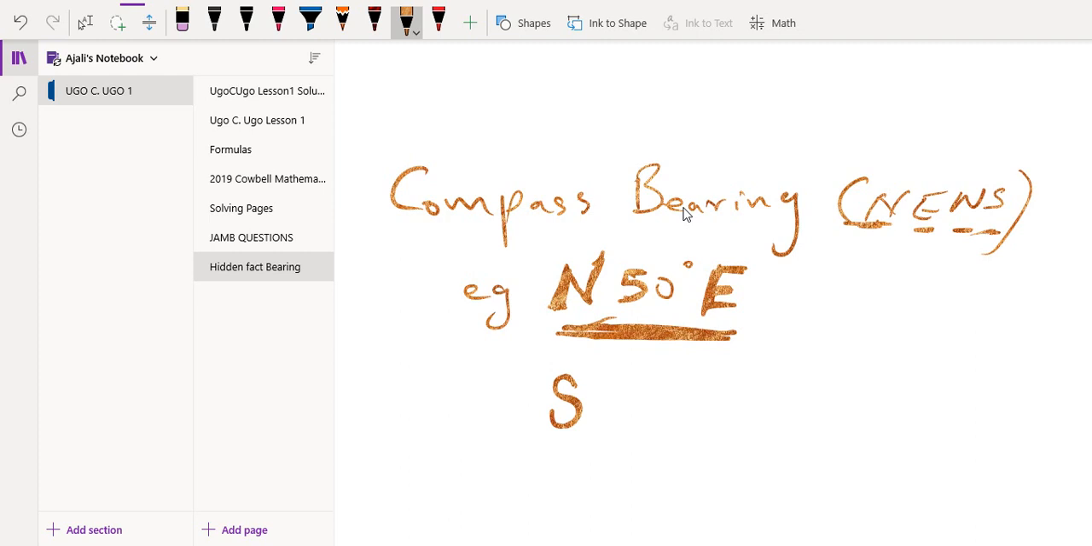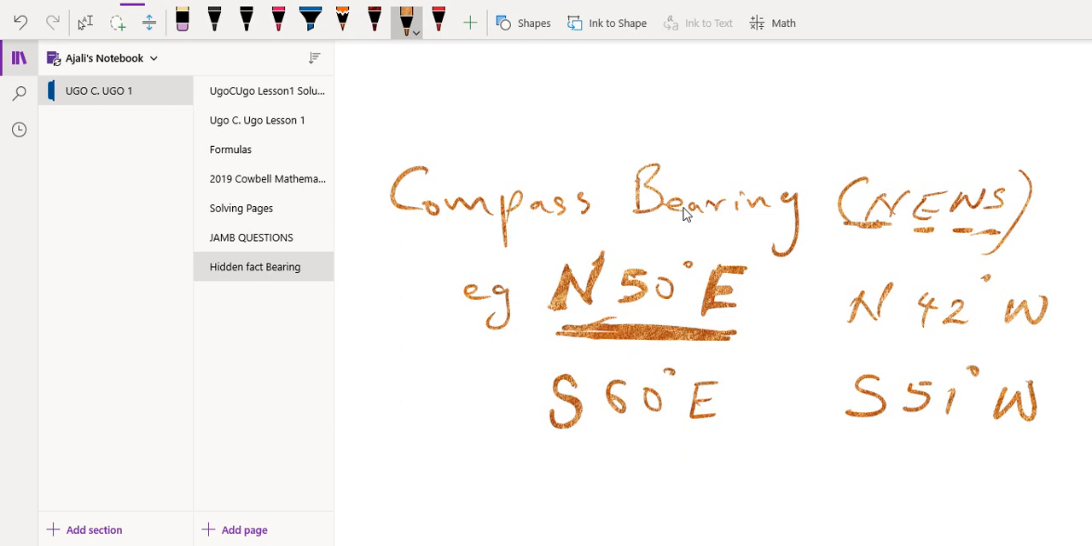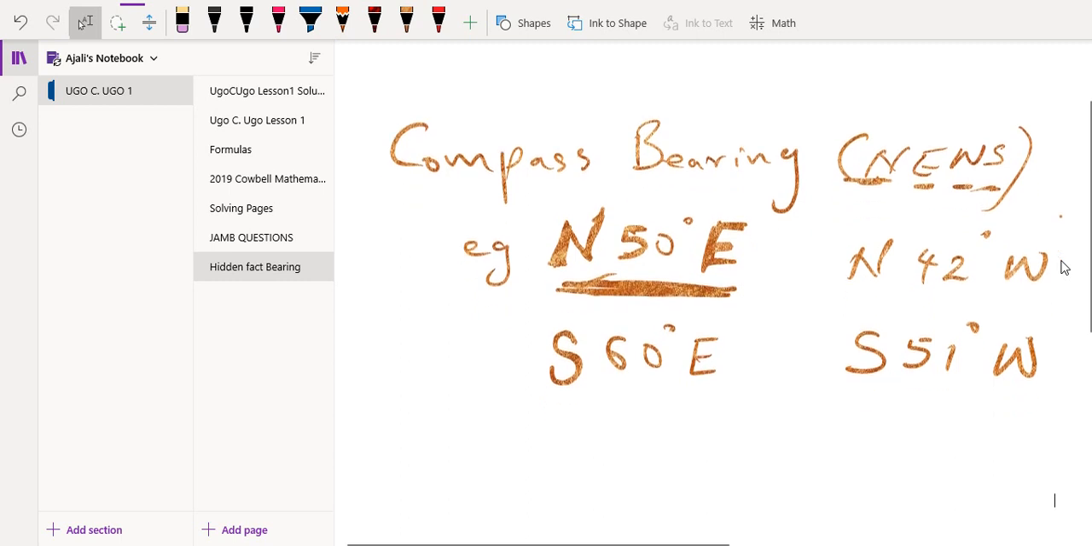So you can have north 50 degrees east. You can have south 60 degrees east. You can have north 42 degrees west. You can have south 51 degrees west. Okay, you can either start with north or south. You can't start with west or east.